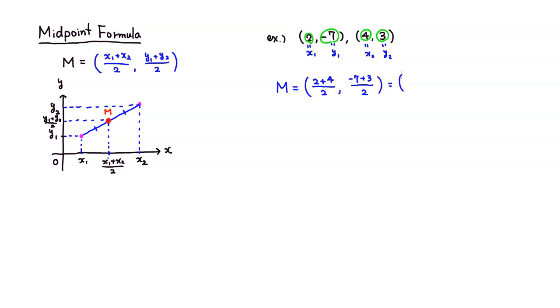So we have the x coordinate: 2 plus 4 is 6, over 2, so it's going to be 3, comma. Negative 7 plus 3 is negative 4, divided by 2 is negative 2. All right, so we got the coordinates of the midpoint.